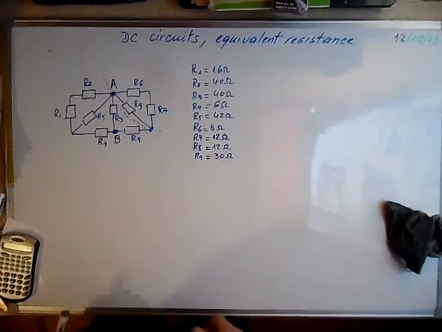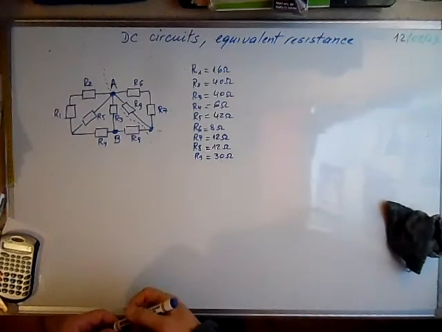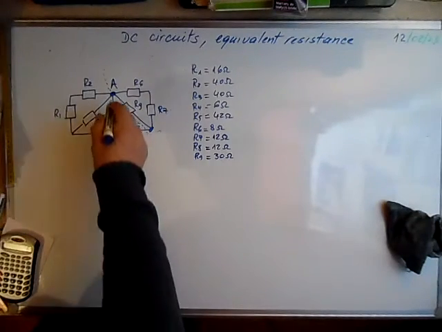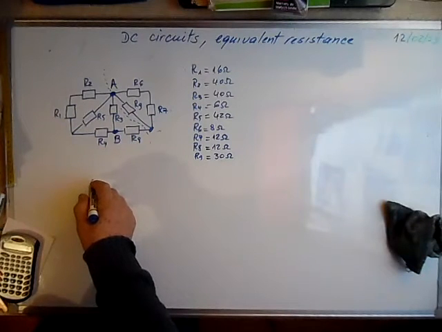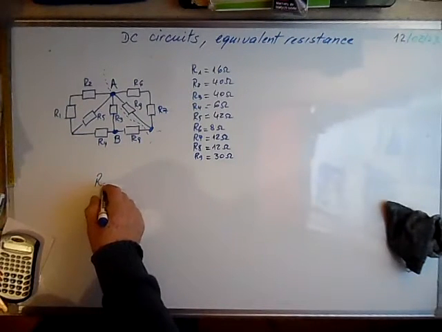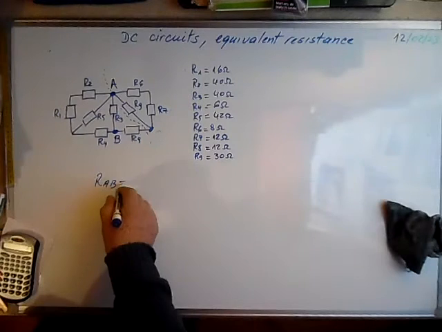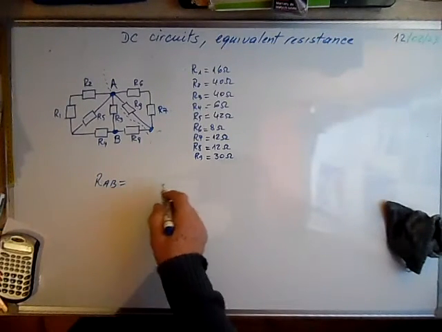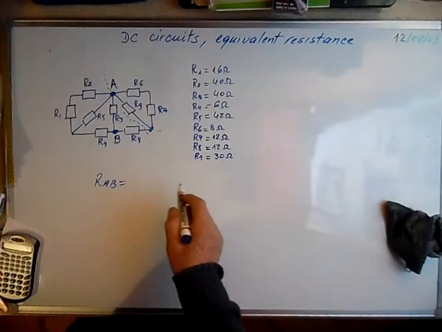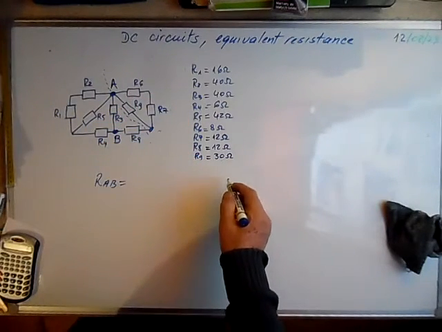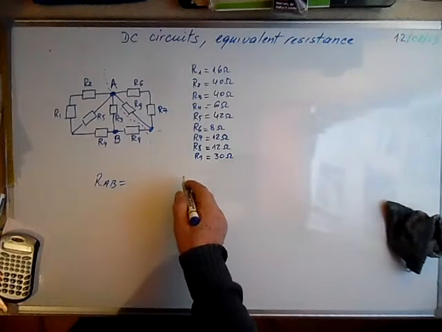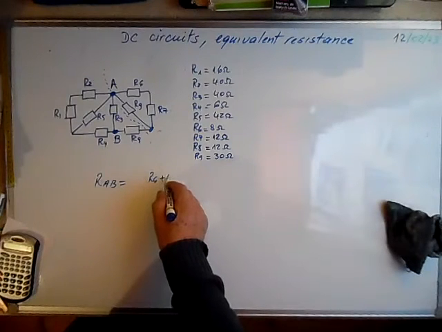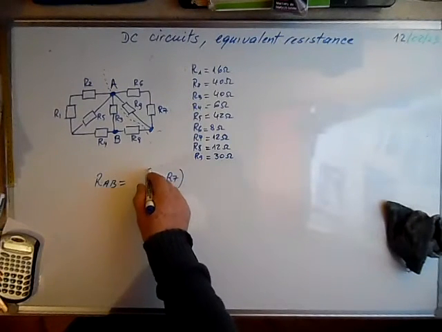Good morning. Let's calculate the equivalent resistance of this circuit between the nodes A and B. So let's start. As we see here, R6 and R7 are in series, so we can add them together. This is the first step.